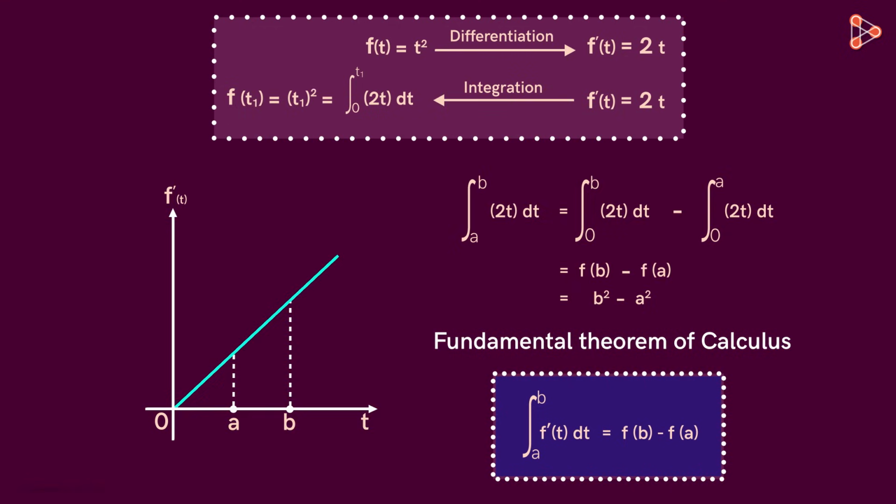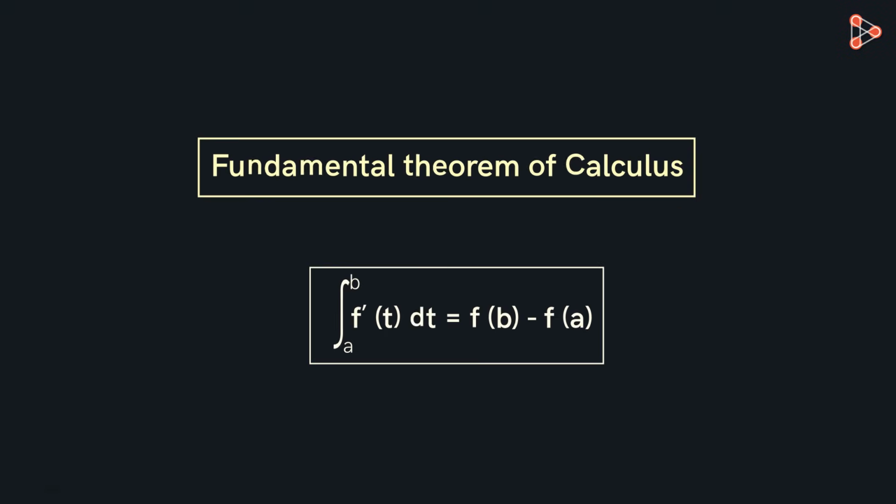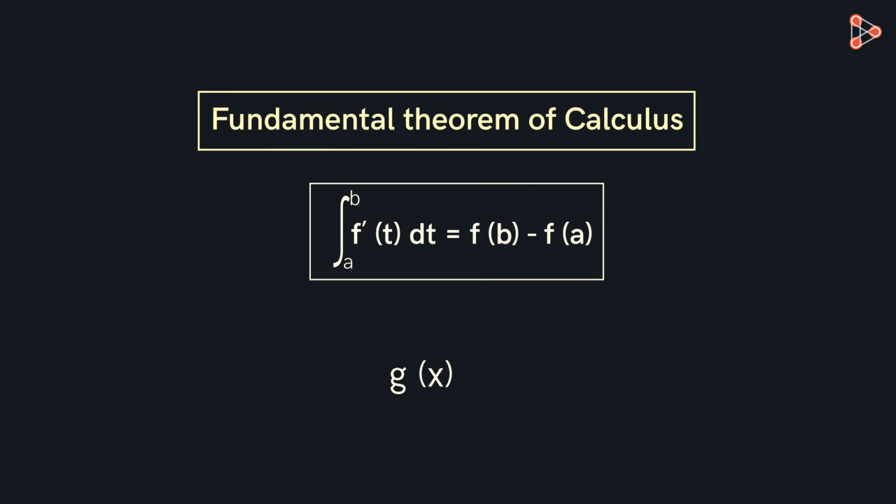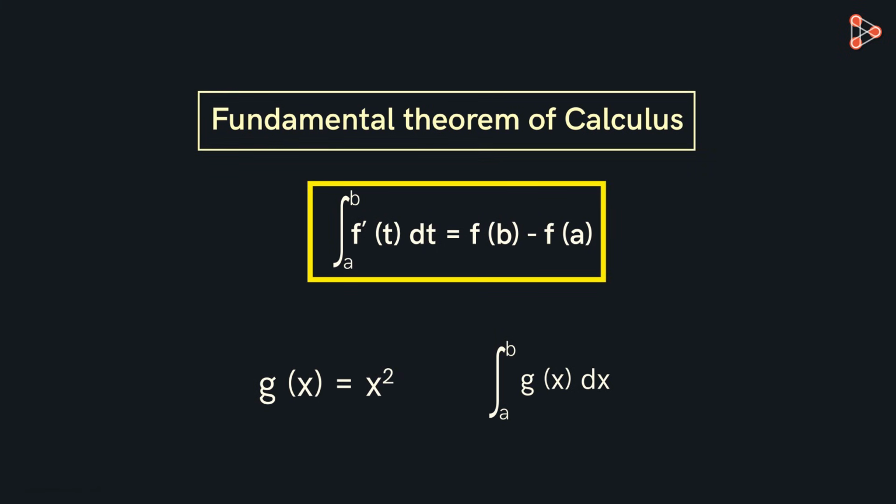Now we can use this result to find the integral of a function. Let's see how. So we know the fundamental theorem of calculus. Now consider this function g of x equal to x squared. Let's say we want to find the integral of this function from a to b. Can you tell me how we can use this result to find this integral?